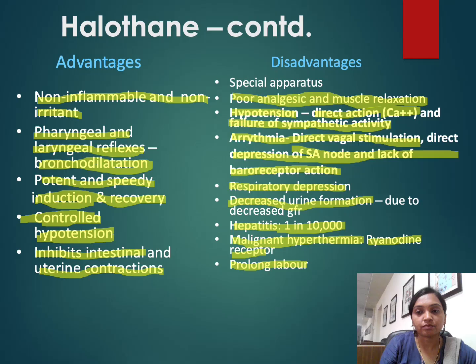So these are the various disadvantages of halothane: causing arrhythmia, hypotension, which are very important, and respiratory depression. It will also decrease the GFR, so it should not be given in case of hepatitis, liver failure, or any liver pathology, and also in psychiatric patients. So all these things are to be very much remembered.